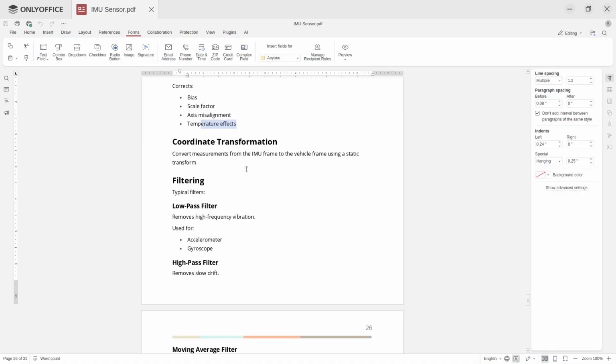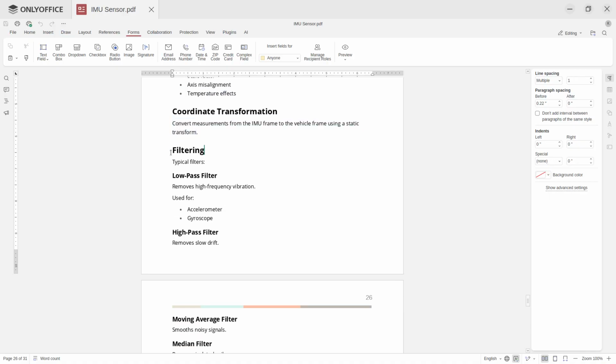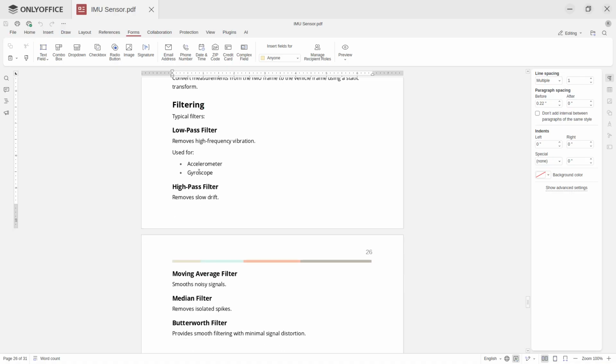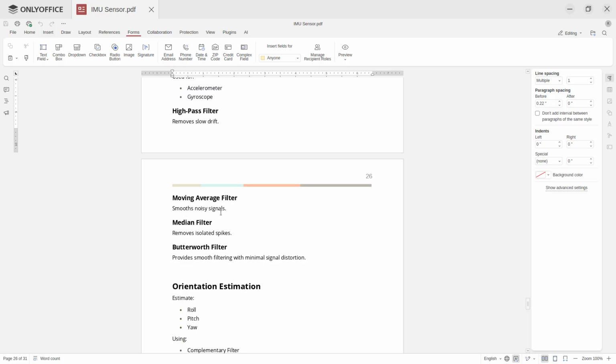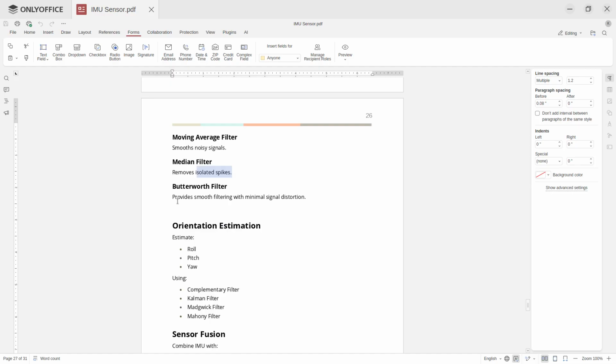Next, coordinate transformation: convert measurements from the IMU frame to the vehicle frame using a static transform. Next, filtering. In the process of removing noise from the IMU data, you have many filters. The typical filters are the low pass filter, which removes high frequency vibration and is used for accelerometer and gyroscope. The high pass filter removes slow drift. The moving average filter smooths noisy signals. The median filter removes isolated spikes. The Butterworth filter provides smooth filtering with minimal signal distortion.